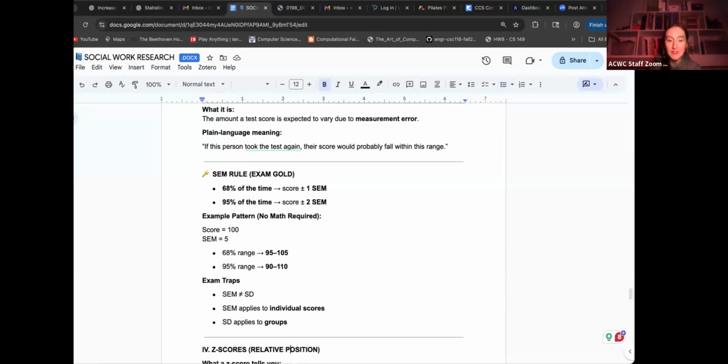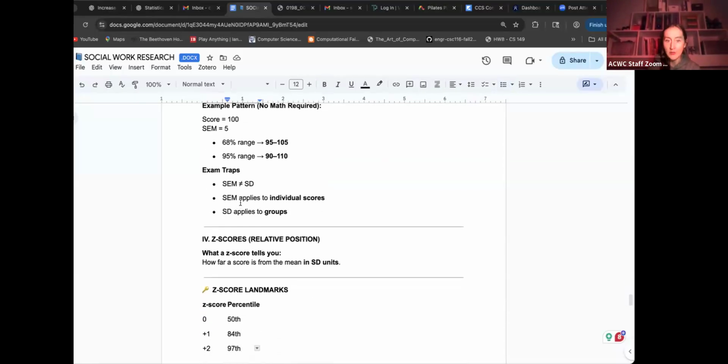The standard error of measurement does not equal the standard deviation. People do get that confused. Standard error of measurement applies to individuals. It would just apply to Sophia, just to Jennifer, and just to me, versus standard deviation, which applies to the whole group, like all of us when we all take the test.